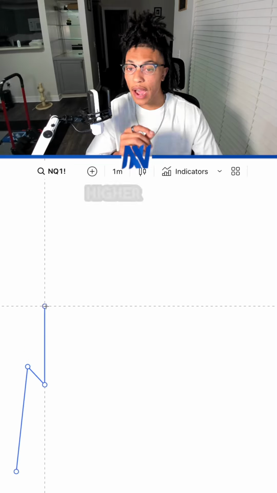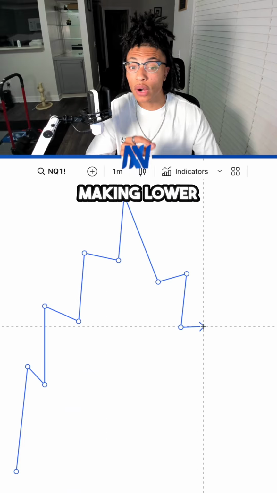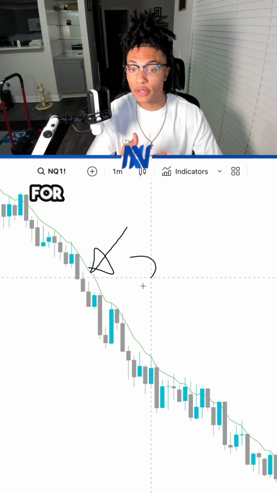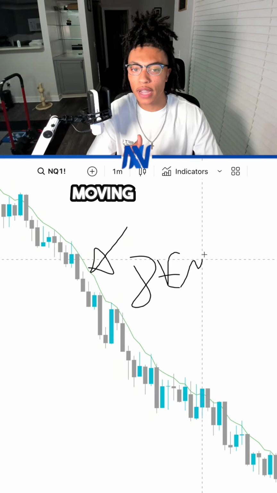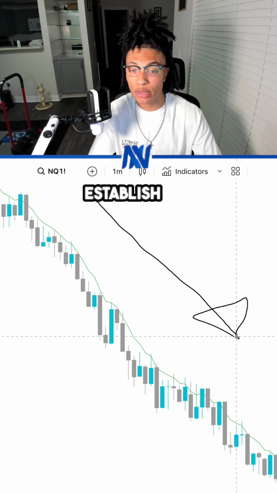If price is making higher highs and higher lows, then we're looking at bullish momentum. And if price is making lower highs and lower lows, then we're looking at bearish momentum. Now, the indicator we'll be using for this is an 8-length exponential moving average, or an 8MA for short. Using this indicator, we can cleanly establish the trend of the market.